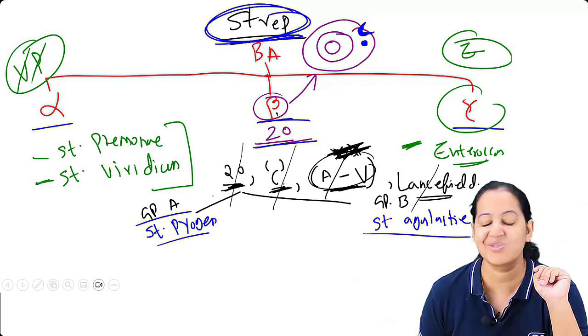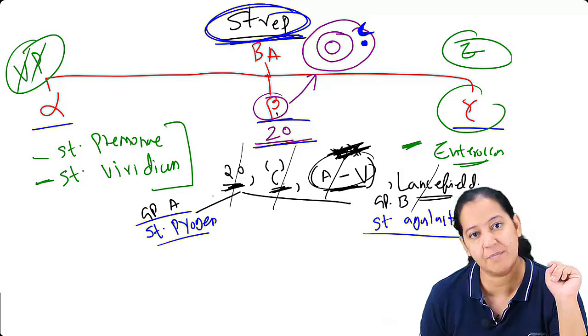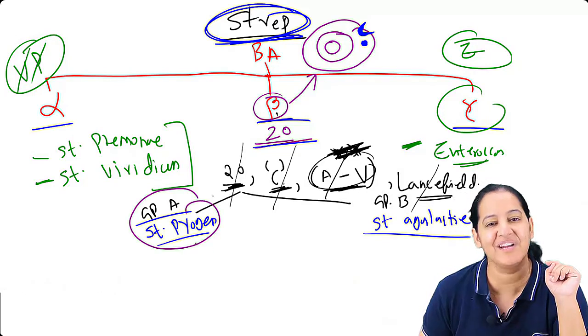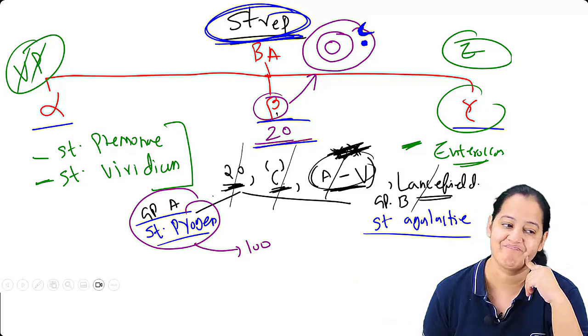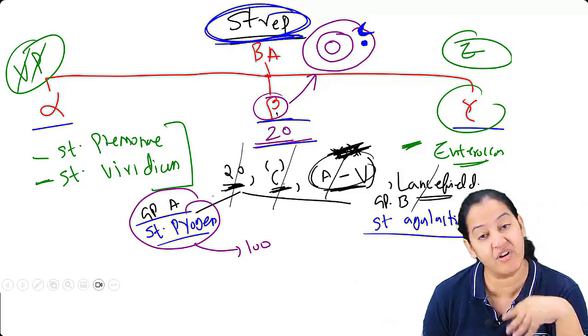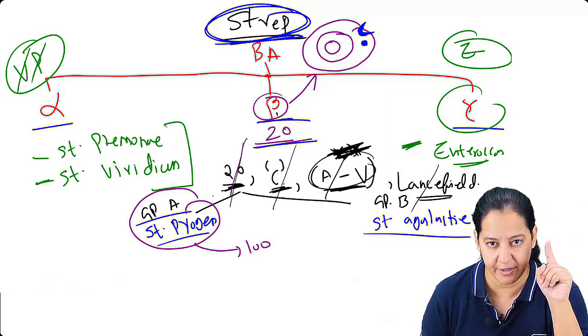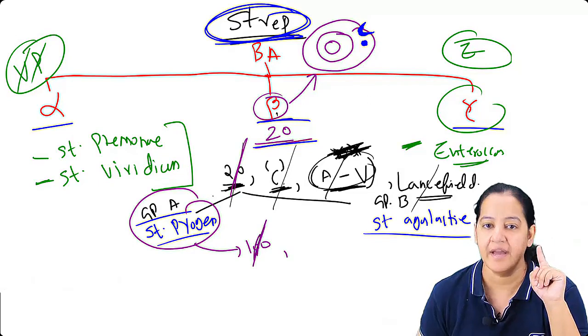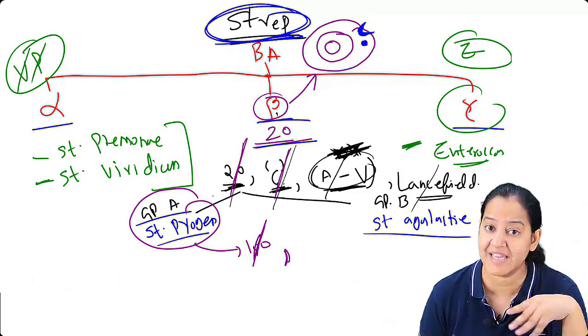Say yes. The story is not over, people. The twist is still left. Group A, Streptococcus pyogenes, is further divided into 100 types. This was divided into 20, and this is divided into 100. Here, the basis of classification is not the group C carbohydrate in the cell wall.